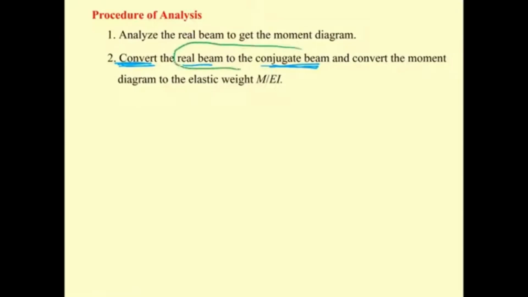support of the beam. Fixed changes to free, free changes to fixed, pin and external roller stay the same, internal hinge changes to internal support, and internal support changes to internal hinge. Then you also convert the moment diagram to the elastic weight. The elastic weight always points out from the beam.